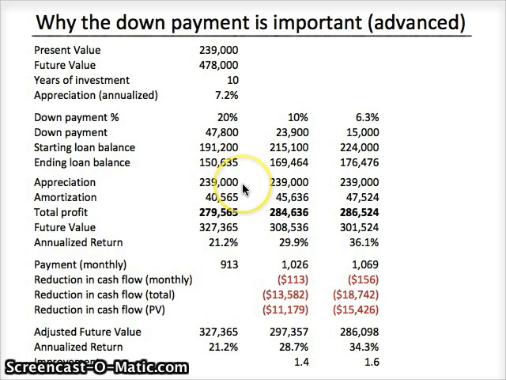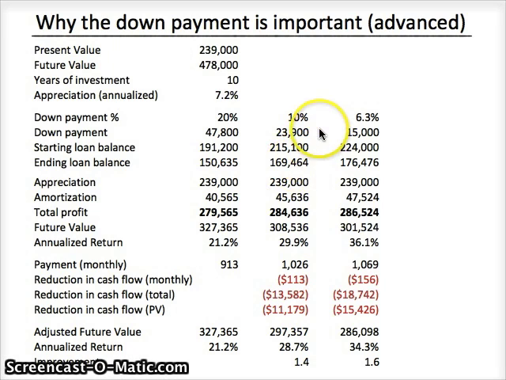With an appreciation of $239,000 and an amortization of paying down the debt by $40,000, we'd have a total profit of $279,500. The future value of our investment would be the original investment, which is the down payment, so $47,800, plus our profit, which would equal $327,000. That gives us an annualized return over those 10 years of 21.2%.